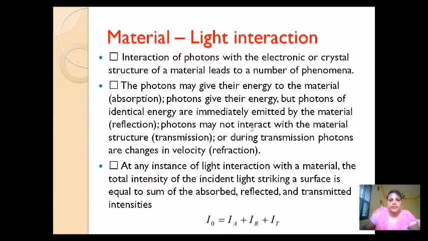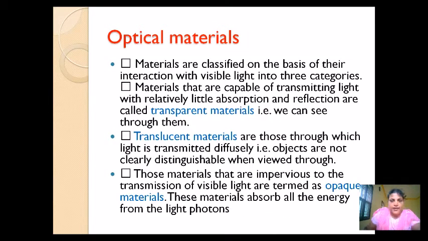Interaction of light with the electronic or crystal structure of a material leads to a number of phenomena. We have studied many light phenomena such as reflection, absorption, transmission, refraction, etc. In order to find out the total intensity of the incident light striking a particular surface, we need to sum up the absorbed intensity, reflected intensity, and the transmitted intensity. The final resultant value gives us the total intensity of the incident light we have used for irradiation.